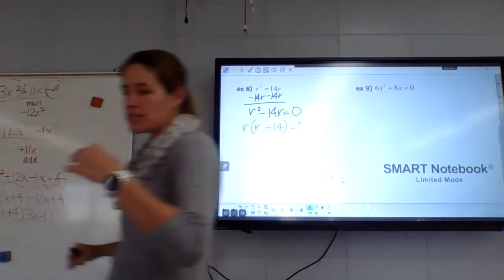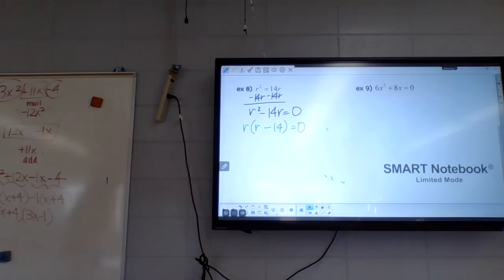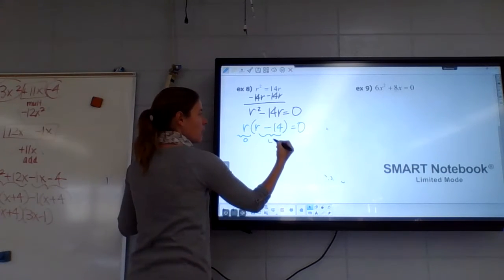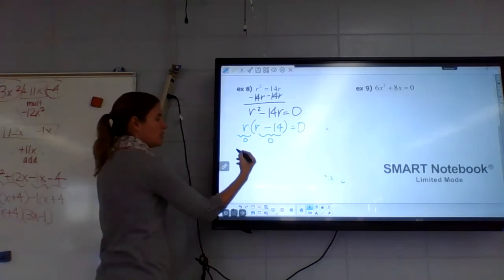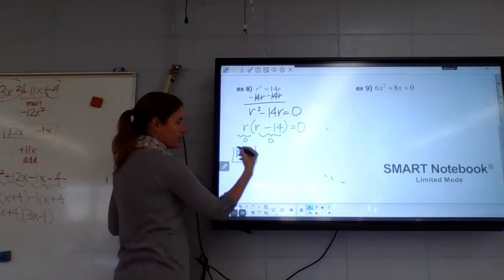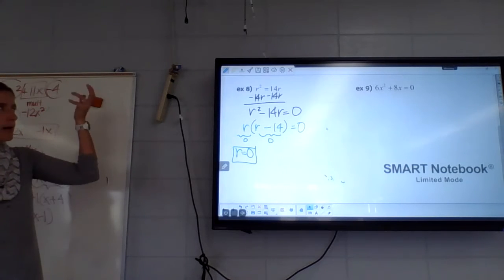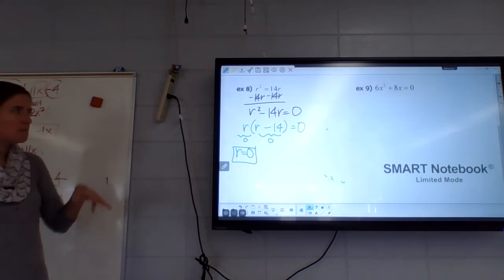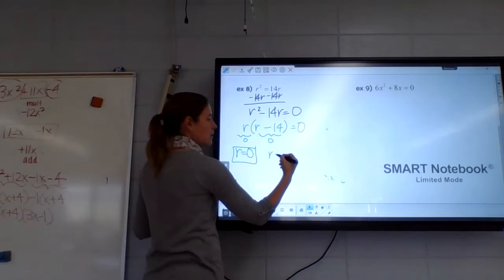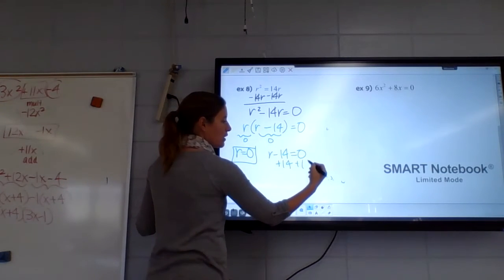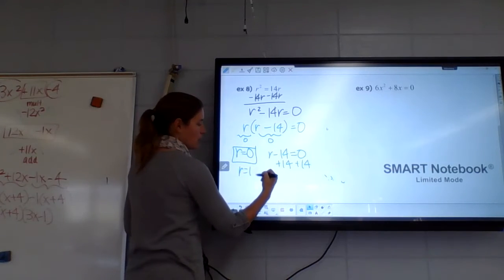And again, this looks like the second warm-up question we had, or example 2 we had on the other side, where this could equal 0 or that could equal 0. So R could be 0, and if you go back to the original problem, you're like, oh yeah, that makes sense. 0 squared would equal 14 times 0. Yeah, that seems logical. And then this one, we move that 14 over, so R would be 14.